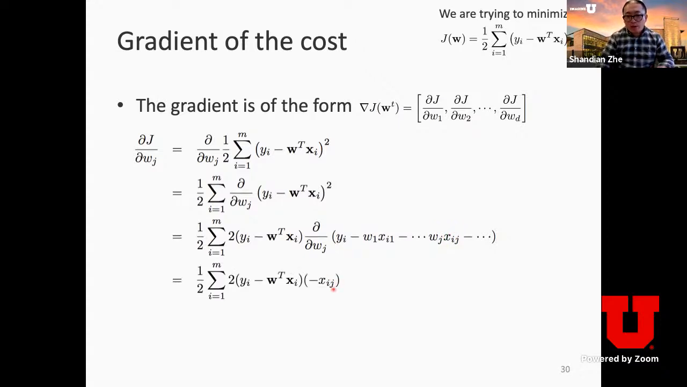Then we get our result, which is minus xij, because it's minus wj xij. If you take the gradient, it's just minus xij.